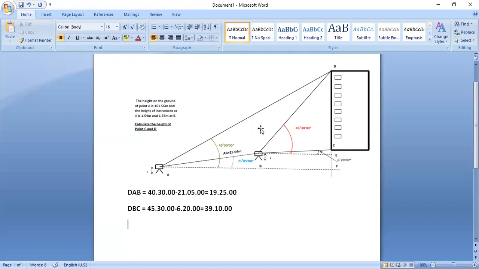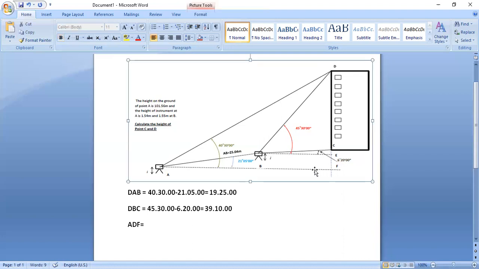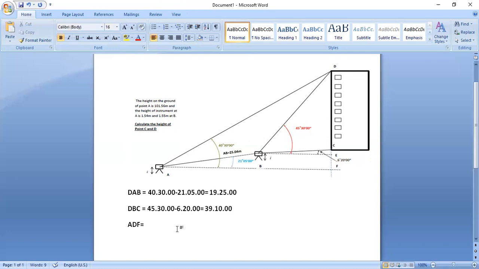Next, we're calculating ADF, so it's this whole one over here, which is this whole one here. We will say 180 minus 90 minus 40.50.00. So it's 180 minus the 90, right? This is a right triangle, minus the 40 over here. Okay. And we get an answer of 50.00.